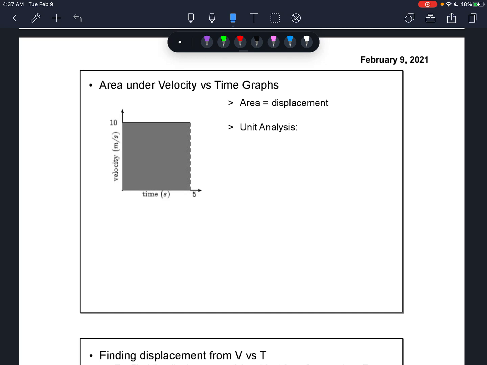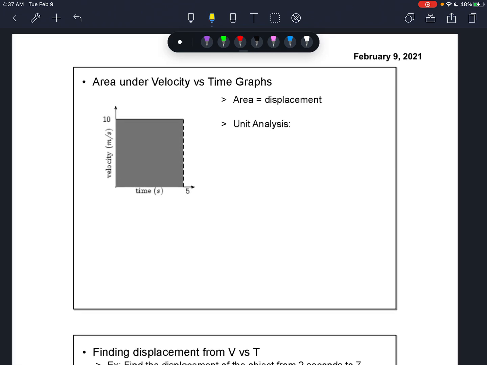Last part. Okay, so this last part is on what the area under a velocity versus time graph means. So what does it mean? Well, I gave you the answer already. The area is equal to the displacement, and I'm going to prove it to you with some good old dimensional analysis. So remember, your area under a curve is really the area of the shape of that curve.